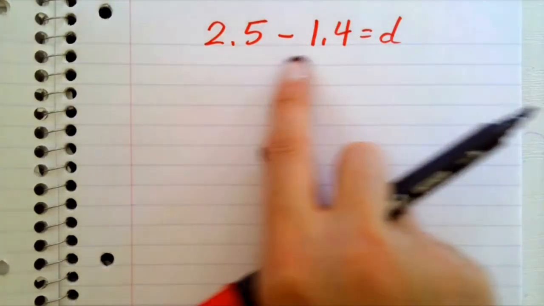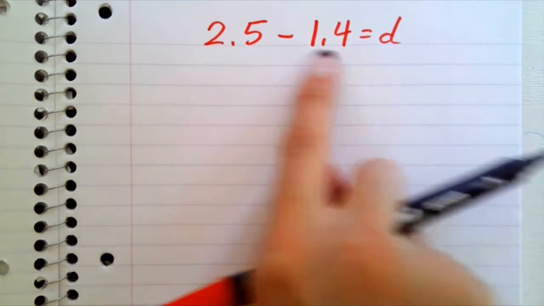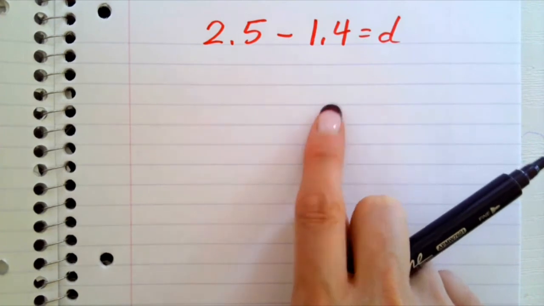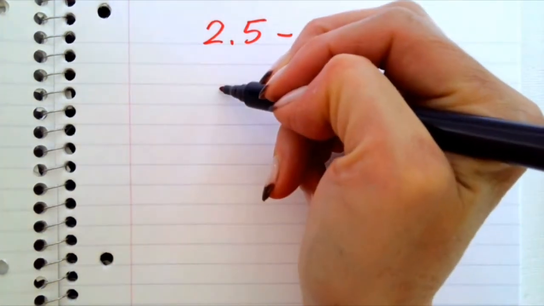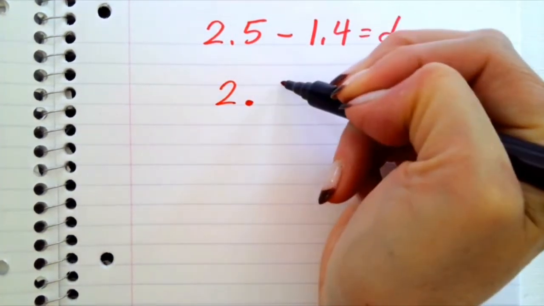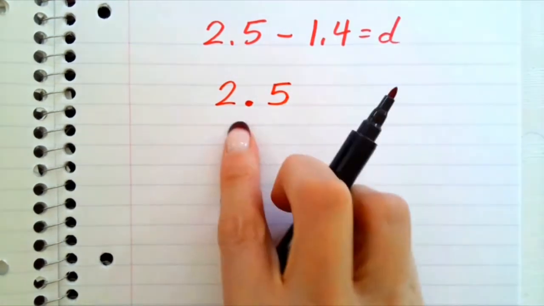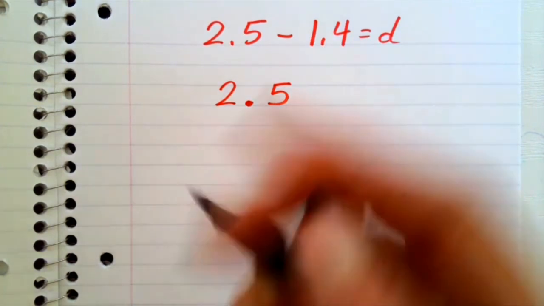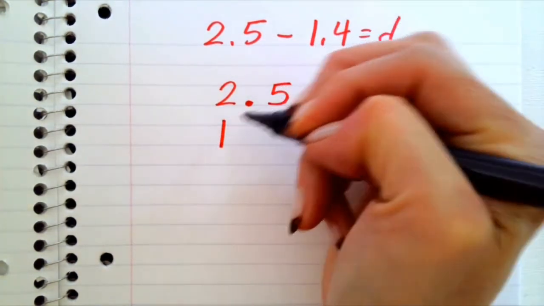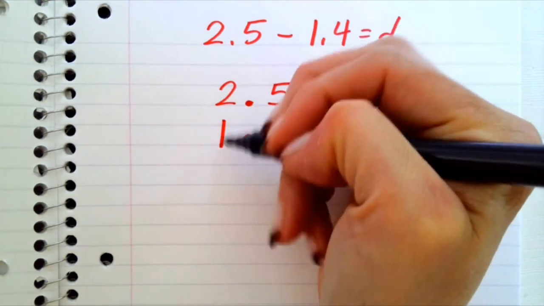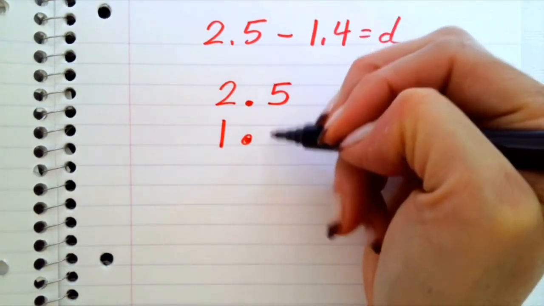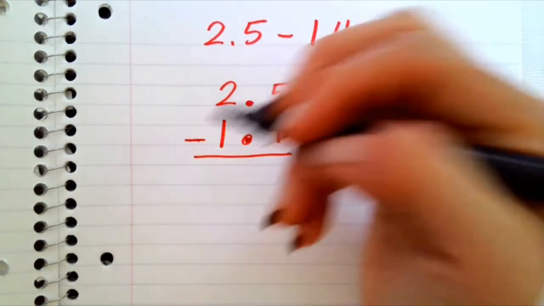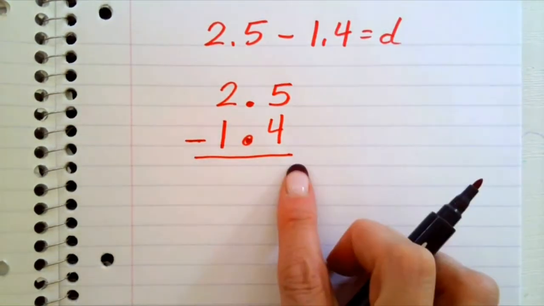To use the standard American algorithm to subtract, we will line these up just like we're putting them in a place value chart. But let's see if we can do it without using a place value chart. 2 and 5/10, and put 1 and 4/10 underneath, making sure we line up the ones, the decimal point, and the tenths. Put a line and our math symbol to show we are subtracting.